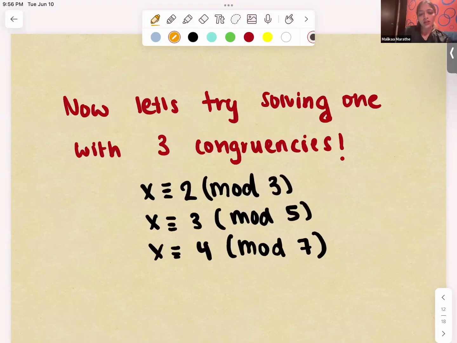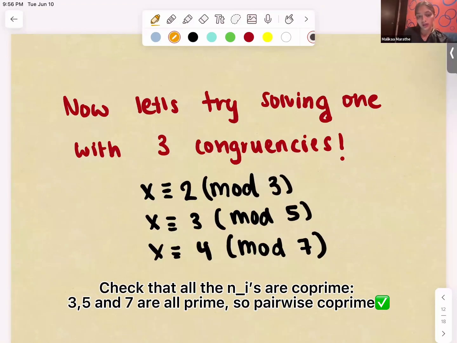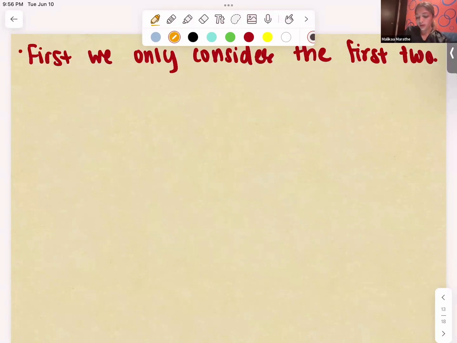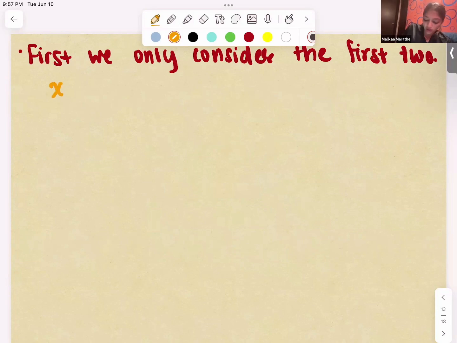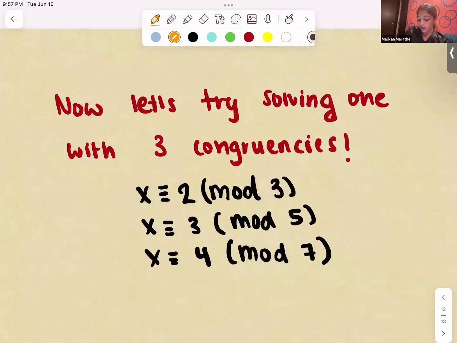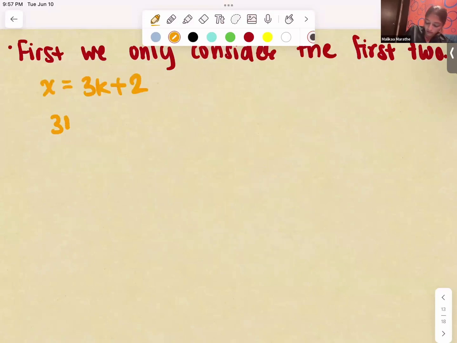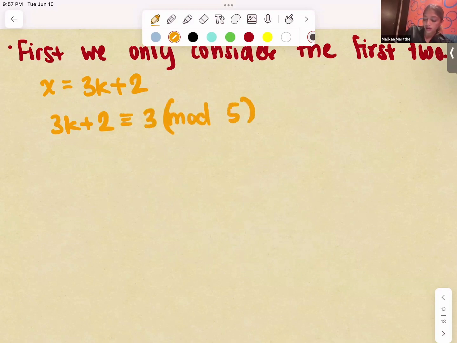Great. Now, let's try solving with 3 congruencies. So this would be a little bit more work than solving with just 2. We're going to do the same thing here. So first, we only consider the first 2 equations. We're going to do it one by one. So x congruent to 2 mod 3 and 3 mod 5. So we're going to take the first one. And since x is congruent to 2 mod 3, we can write it as x equals 3k plus 2. Very similar to how we did the first problem. And now we're going to equate it to the second expression. So 3k plus 2 is congruent to 3 mod 5.